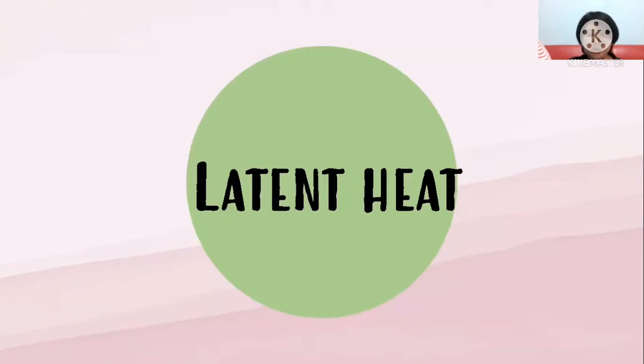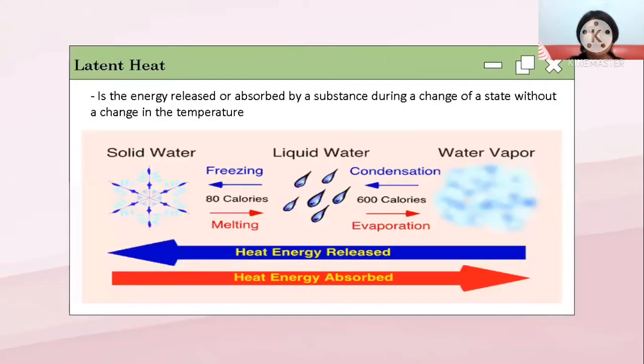The next topic that we're going to learn is the latent heat. What is latent heat? Latent heat itself is the energy released or absorbed by the substance during a change of the state without a change in the temperature. So, when water vapor releases heat, it will start to condense and turn to water. Water releases even more energy and it starts to freeze and it becomes ice. Same thing will apply. If ice receives heat, it will start to melt and turn to water. Water receives even more heat, will start to vaporize and becomes water vapor.